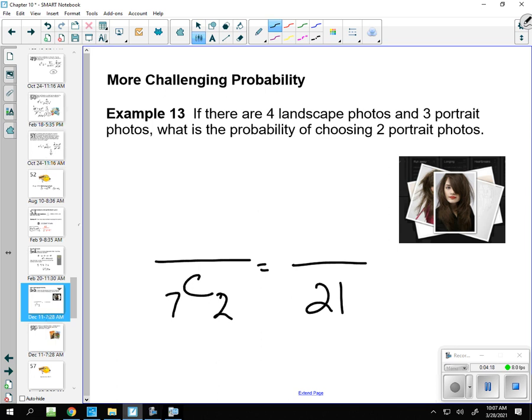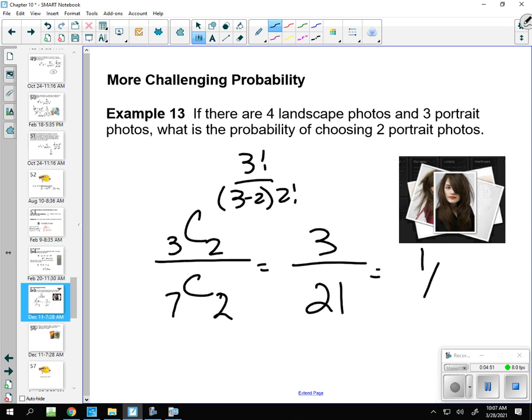So 21. Now, in the top, and this is why this is a more challenging probability, of the 3 portrait photos, I want 2 of those. The success here is getting the 2 portrait photos out of the 3 portrait photos. A combination of, I'm going to do this one by hand, I end up getting 3. So there's a 1 in 7 chance of getting both photos to be portrait.